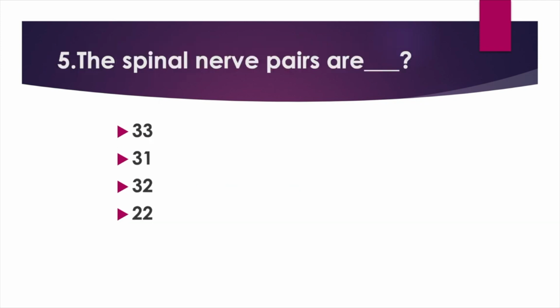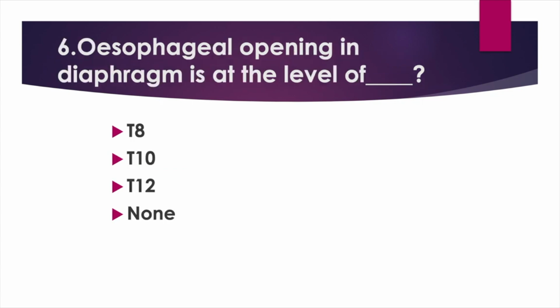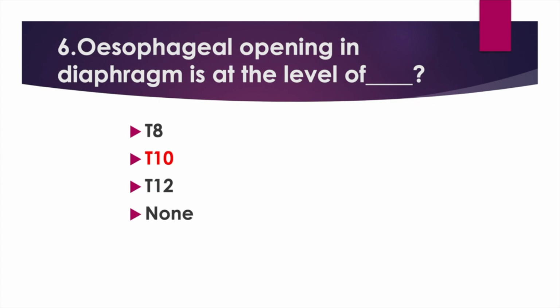The spinal nerve pairs are 33, 31, 32, 22. Answer: 31 pairs. Esophageal opening in diaphragm is at the level of T8, T10, T12, none of these. Answer: T10.